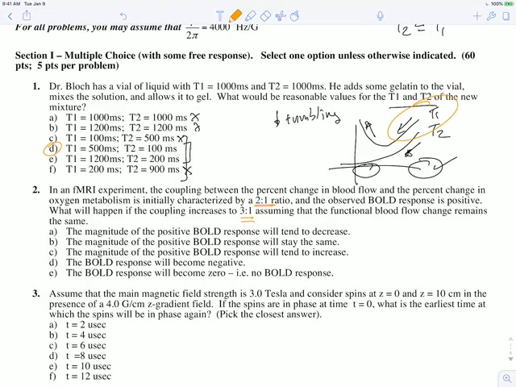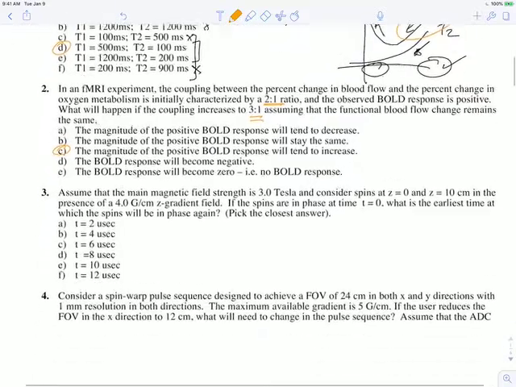So now going from 2 to 1 to 3 to 1 means that for every increase in metabolism, I'm delivering more blood. Right, so there's going to be more oxygen, there's going to be less deoxyhemoglobin, so there's going to be less dephasing, so the signal should go up. Okay, so I should expect that the magnitude of the bold signal should increase. Okay, so that's all that question is asking for. Any questions so far? Okay.